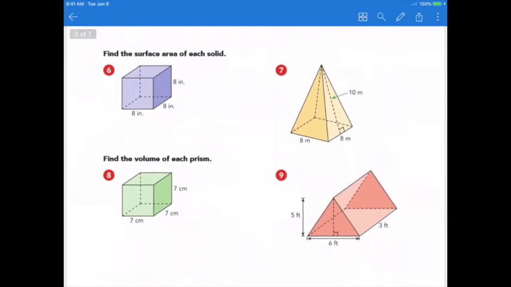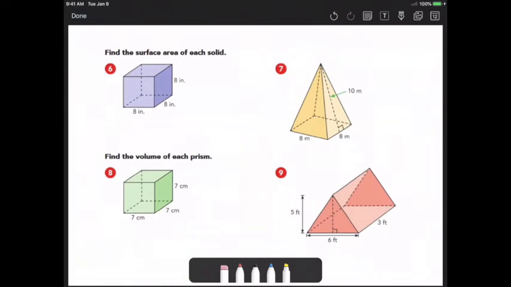Okay, next you're going to do 6 and 7, and then do 8 and 9. Well, actually do 6 and 7. I'll go over it, and then we'll pause and then do 8 and 9. So you're finding just the surface area of 6 and 7. So go ahead and try that, and then we'll go over it.